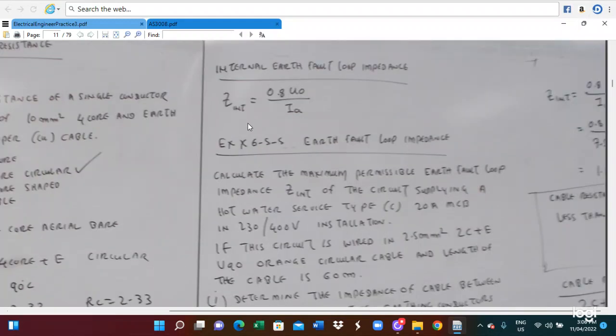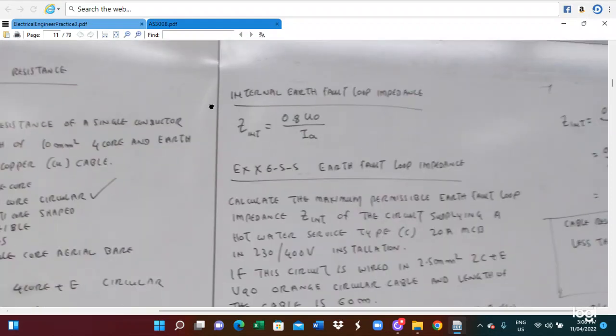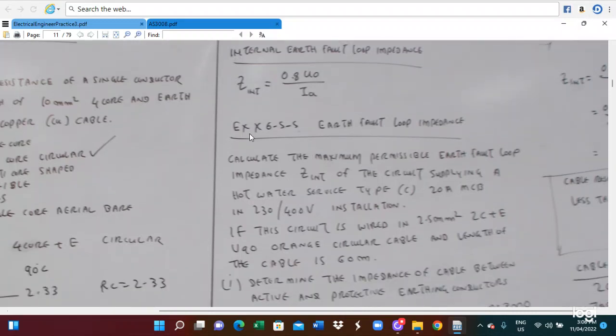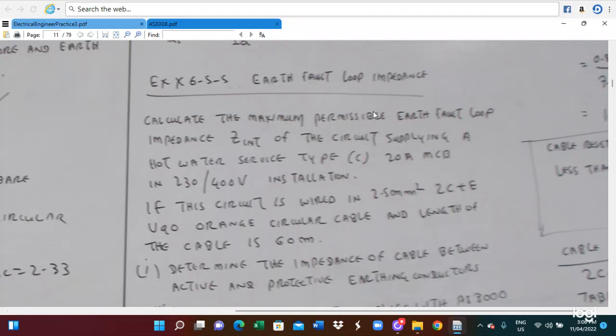This is for the cable impedance. So this is the way we calculate the external resistance depending on the cable. And also the internal earth loop impedance can be calculated. ZIND is equal to 0.8 U0 divided by IE. So that's the equation. U0 is the nominal voltage, IE the circuit breaker operating current, and this internal impedance you can calculate this way.